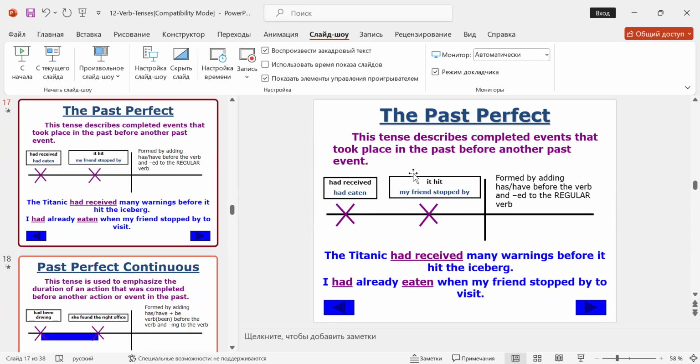Past perfect tense. This tense describes completed events that took place in the past before another past event. For example, the Titanic had received many warnings before it hit the iceberg. I had already eaten when my friend stopped by to visit.